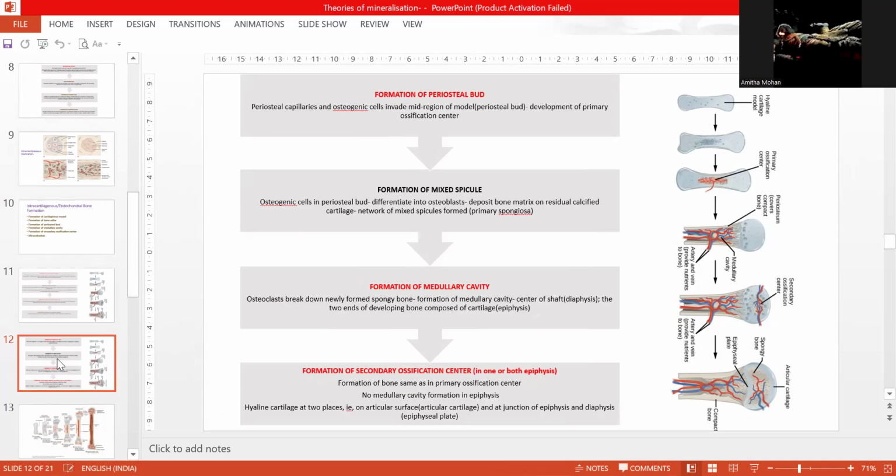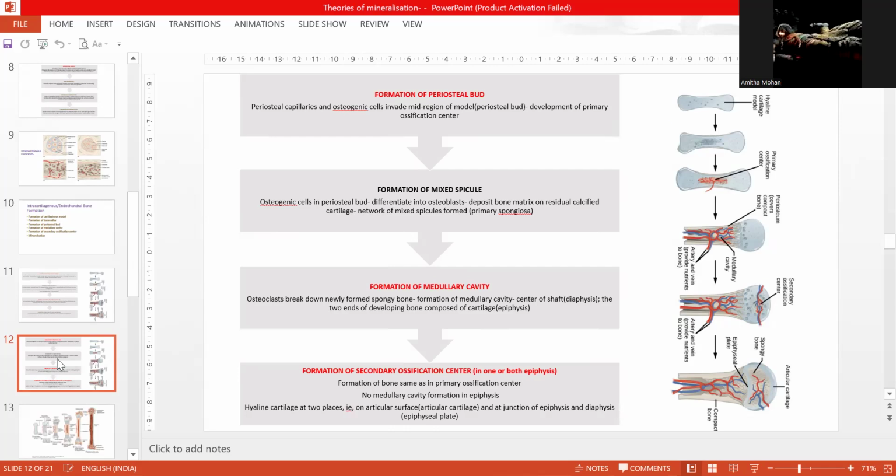Osteogenic cells in the periosteal bud will differentiate into osteoblasts, which will result in the deposition of bone matrix on residual calcified matrix of cartilage, resulting in the formation of a network of mixed spicules, or primary spongiosa. Osteoclasts now break down the newly formed spongy bone, resulting in the formation of a medullary cavity. This occurs in the center of the shaft, that is, in the diaphysis.